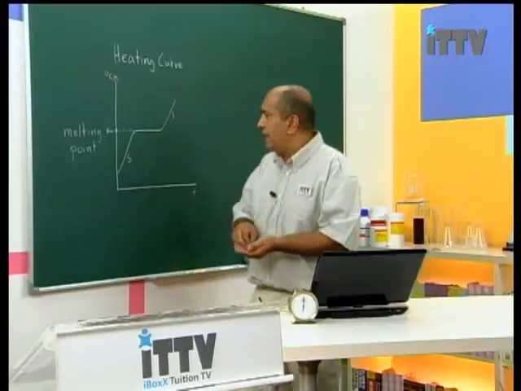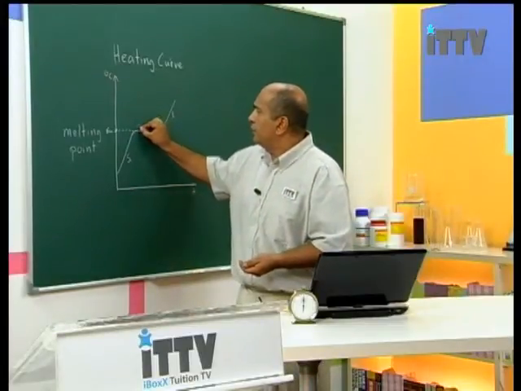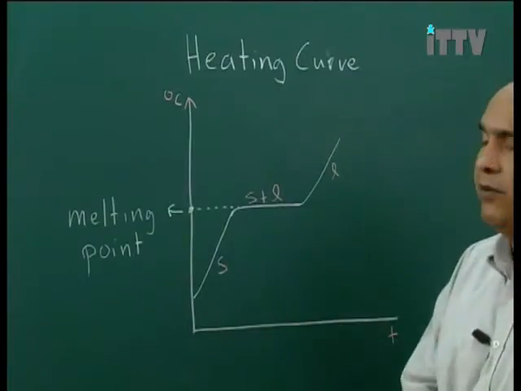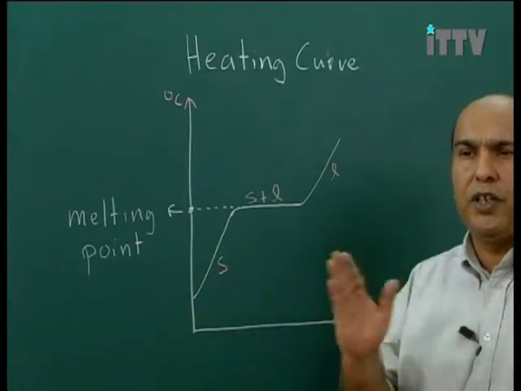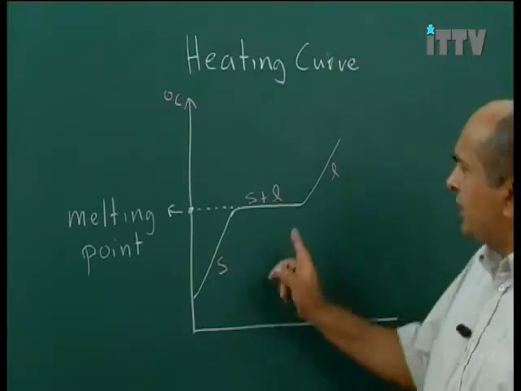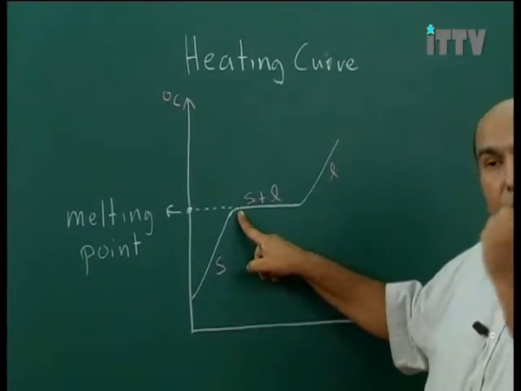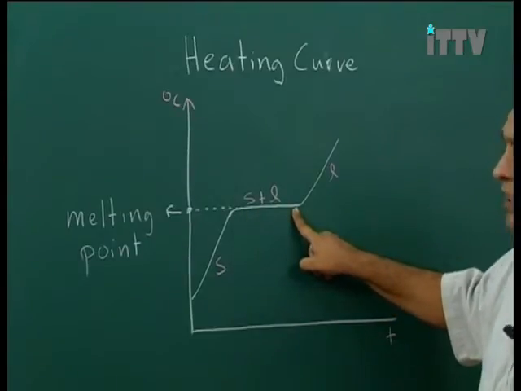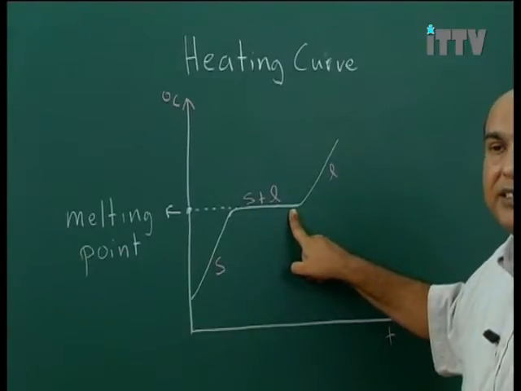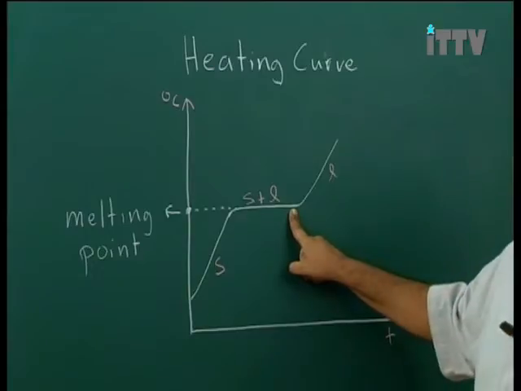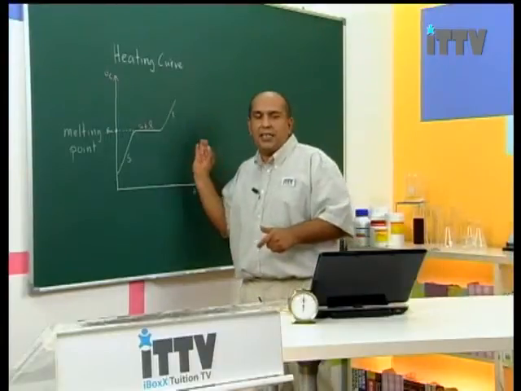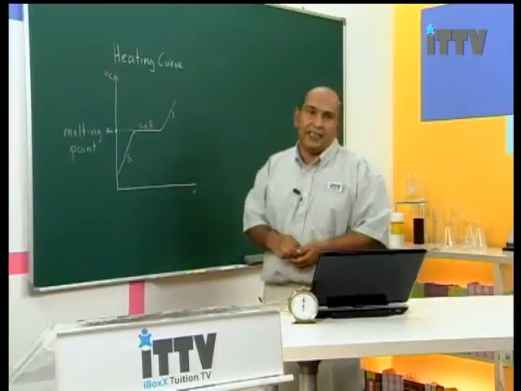please understand we have both solid and liquid in this area here. Both solid and liquid are present. Of course, at the beginning here, there'll be more solid, less liquid. And by the time we get closer to the end of the melting process, there'll be more liquid, less solid. Bit of common sense needed here. So this is what we call a heating curve.